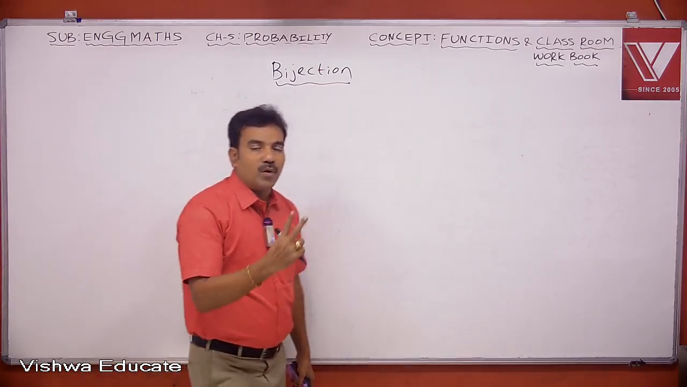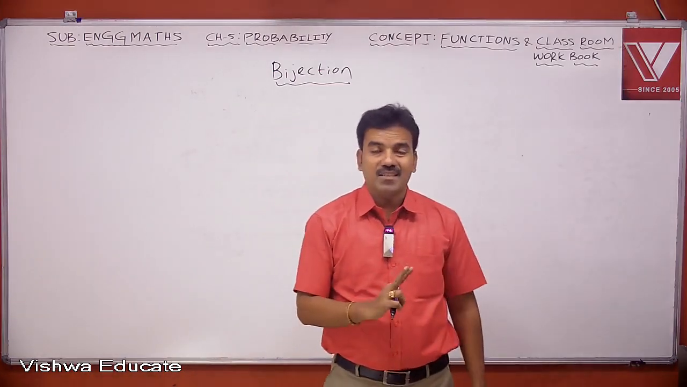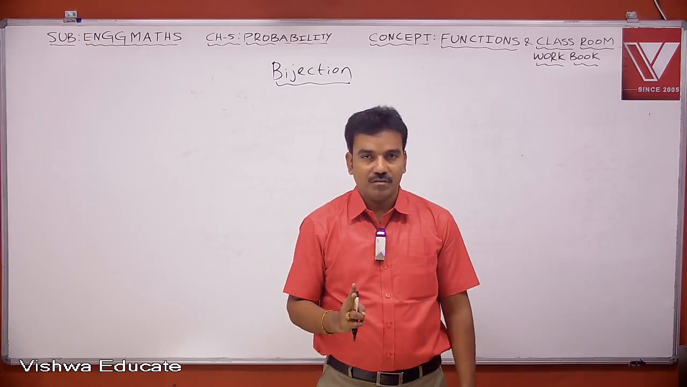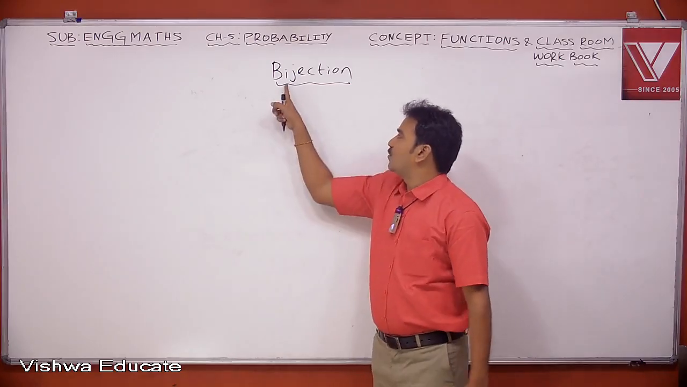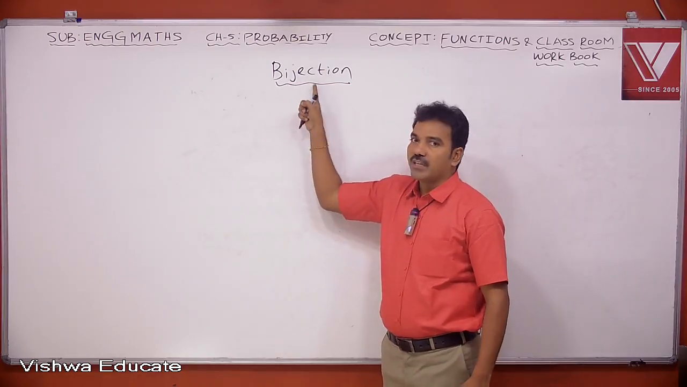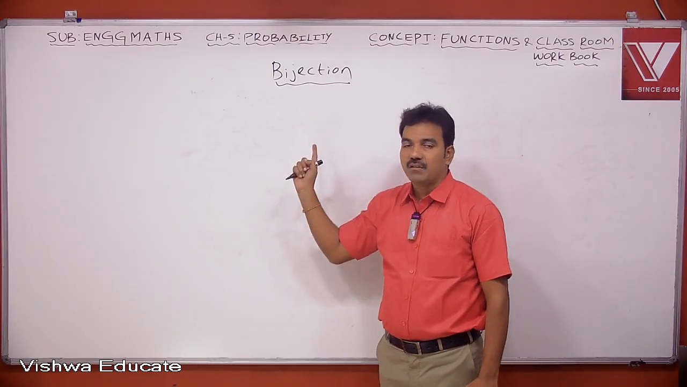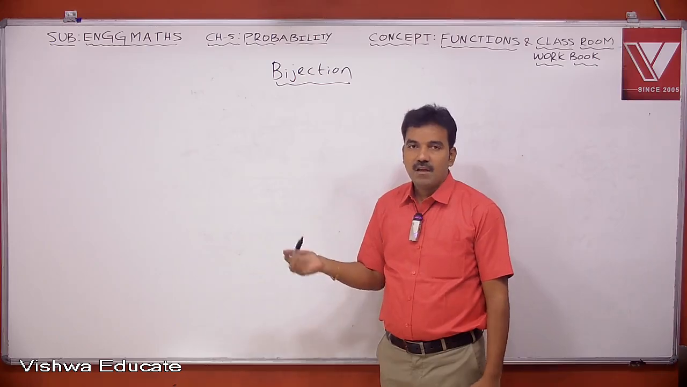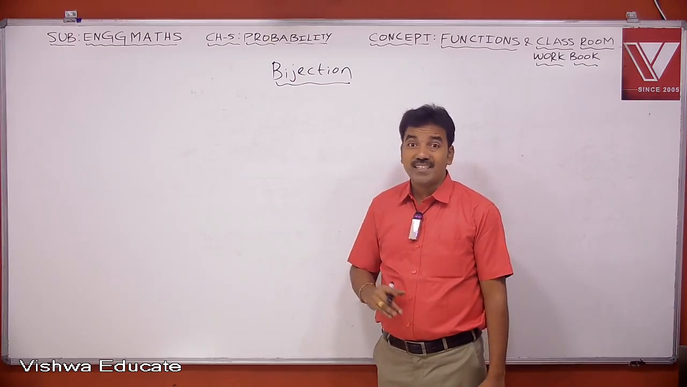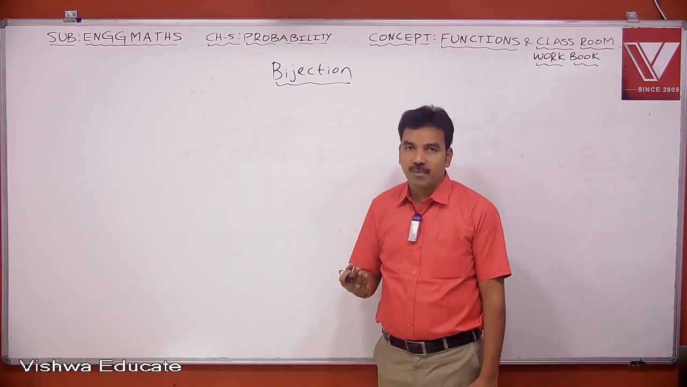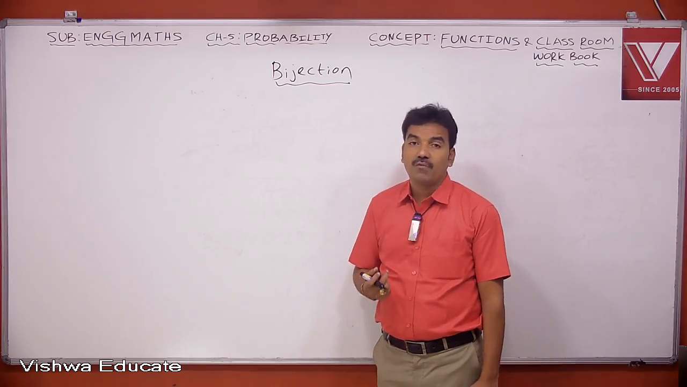Earlier we have seen two types of functions. One is injection and another is surjection. Here bi means two, so we need to work out with two sections. A function which is both injection and surjection, or simply a function which is both 1-1 and onto, is called a bijection.